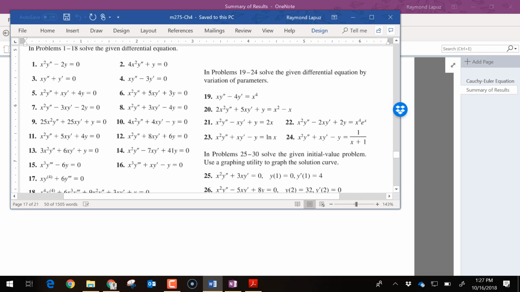Oh, we can go higher order too. Let's just go to the second order right now. Pick a number from 1 through 14. 9.